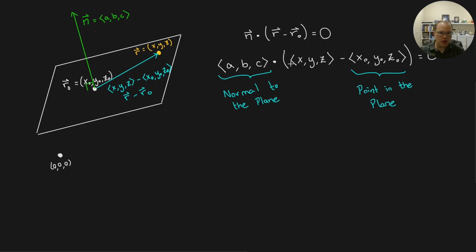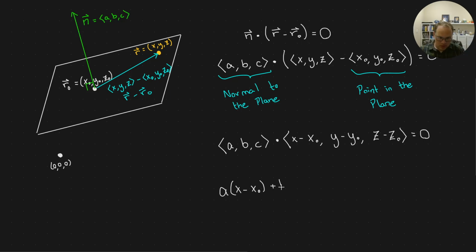All right, let's actually do the vector subtraction and the dot product, just so we can see what we get and find the general formula. If I do the vector subtraction, I get x minus x naught, y minus y naught, z minus z naught. Do the dot product, multiply corresponding components. I get a times x minus x naught plus b times y minus y naught plus c times z minus z naught equals 0.